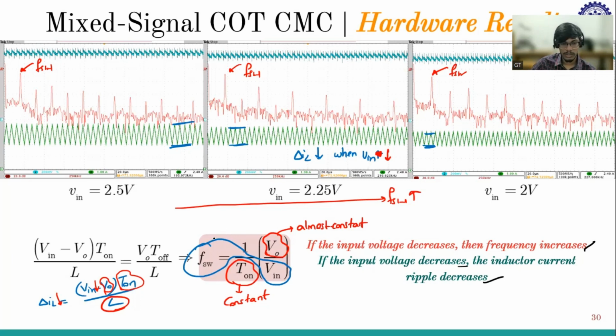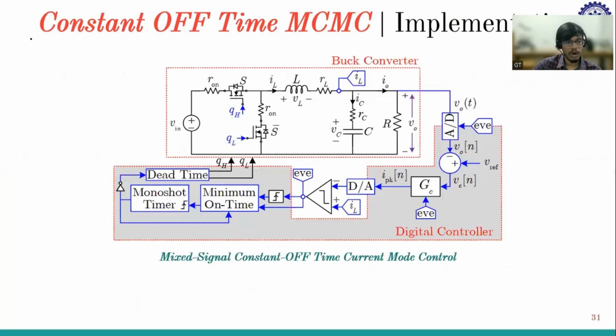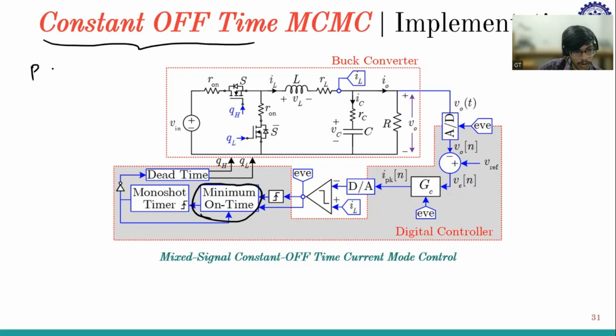So this is the constant on time peak current mode control. Its counterpart is the constant off time current mode control. So again, it has constant off time, which means minimum on time. Also, it is a peak current mode control.